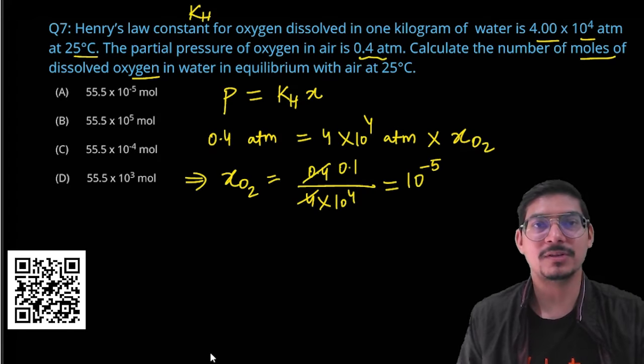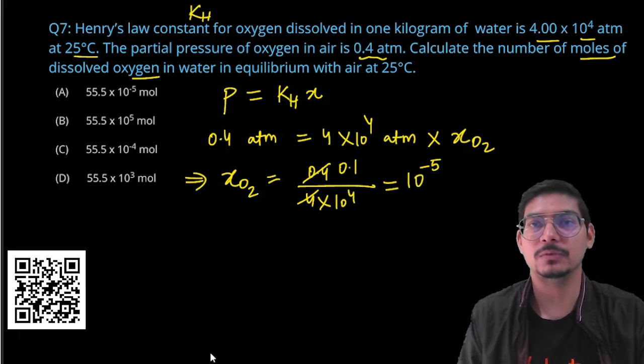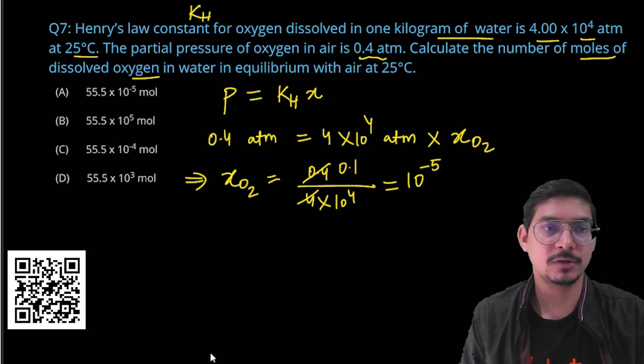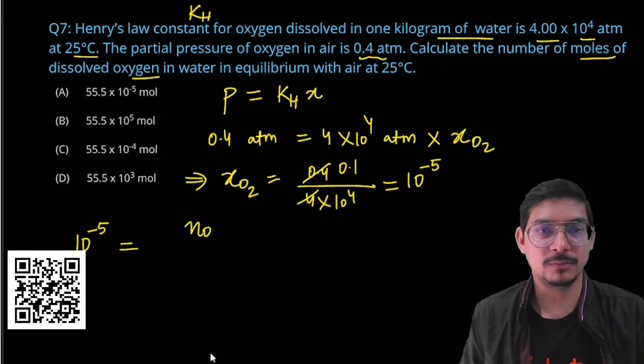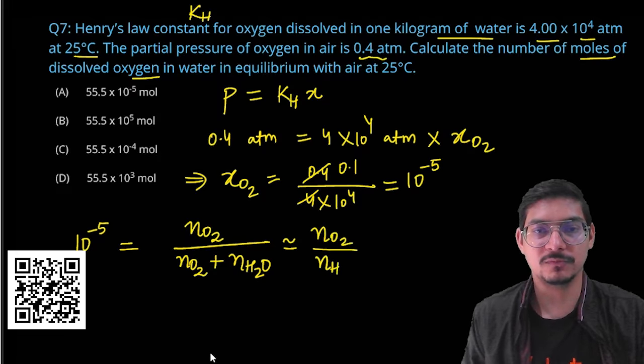Now, because the mole fraction of oxygen gas is very small, the number of moles of oxygen gas compared to the moles of the solvent would also be very small. This means that this mole fraction of oxygen, which is 10 raised to the power minus 5, which is mathematically number of moles of oxygen divided by number of moles of oxygen plus number of moles of water, can be approximated as simply number of moles of oxygen divided by number of moles of water.